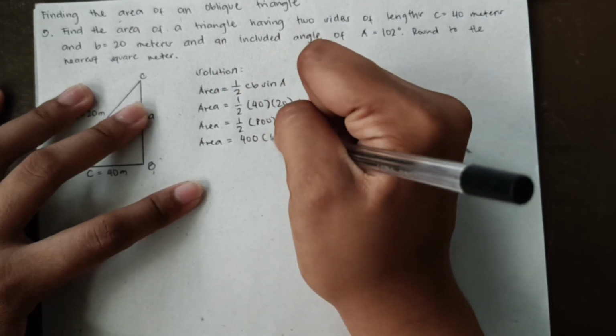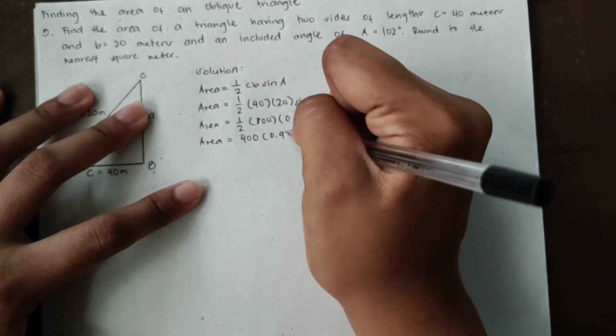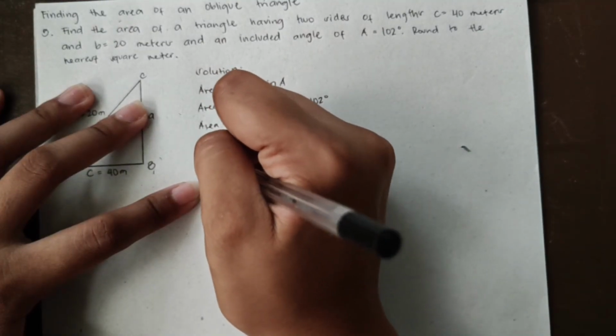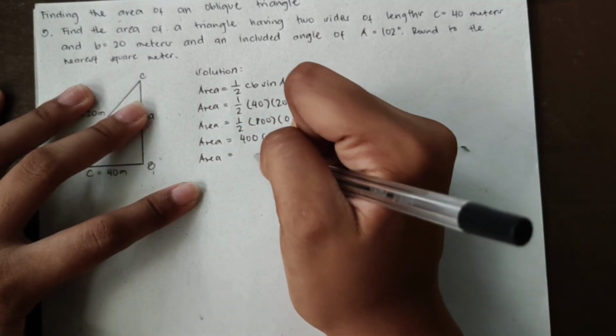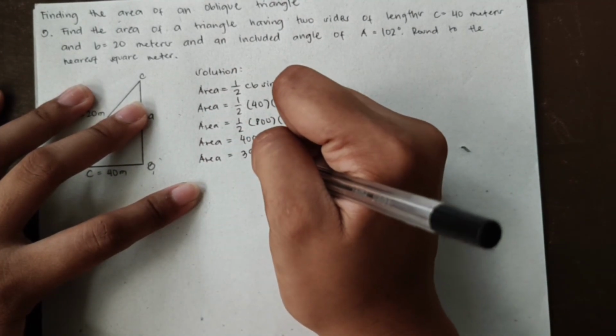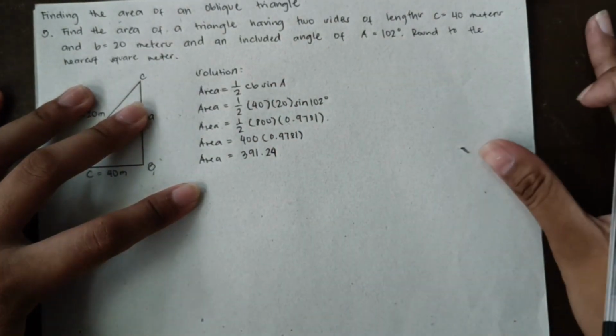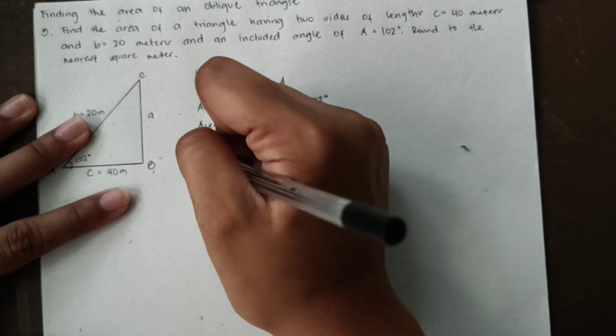Multiplying 400 by 0.9781 gives us 391.24. Therefore, the area of the triangle is approximately 391 square meters.